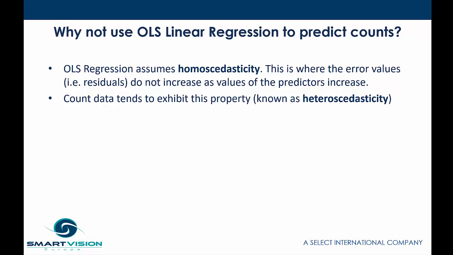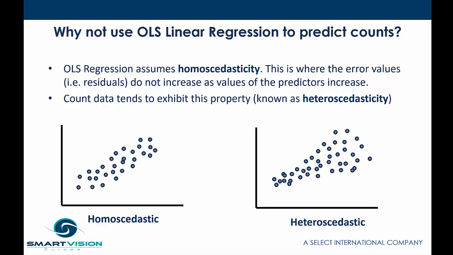It's known as heteroscedasticity, and you can see it when you plot the residuals in a scatter plot. If it's homoscedastic, you'll get the same sort of variance as the values increase, and if it's heteroscedastic, you find that you get this funnel shape. And that is a violation of ordinary least squares regression. And it's, as I say, something which is commonly associated with count-based data.